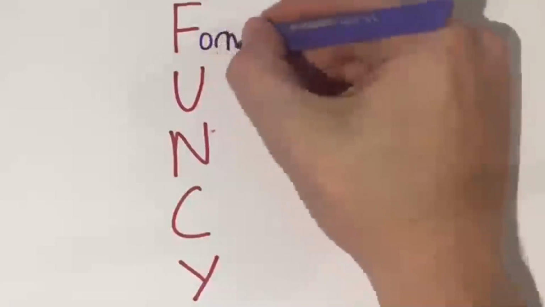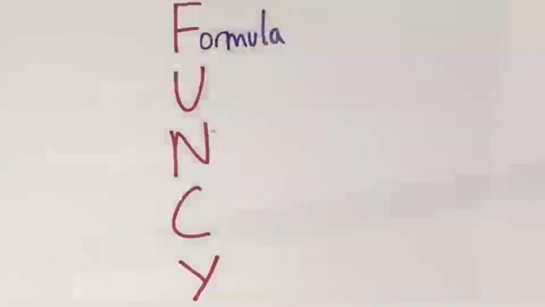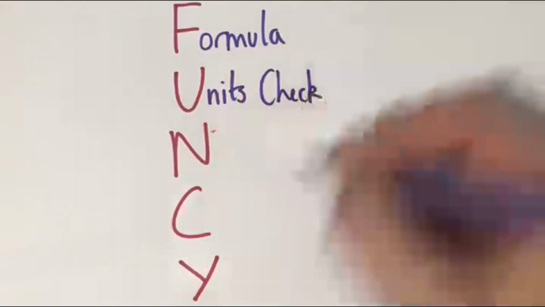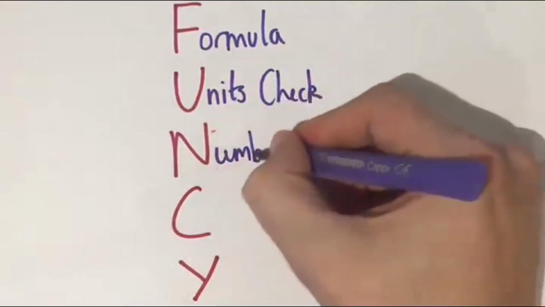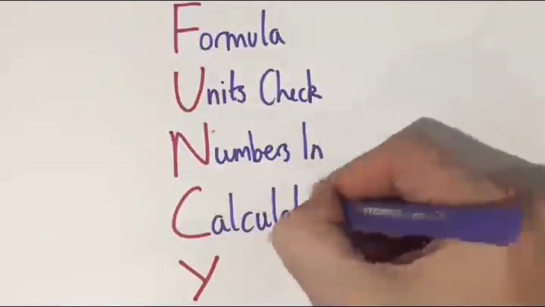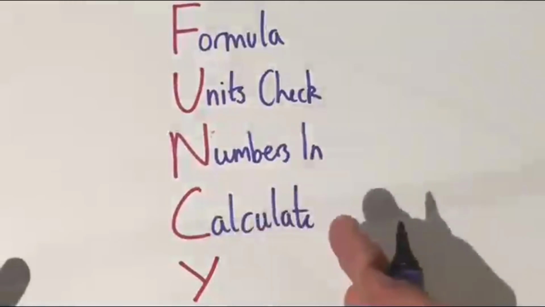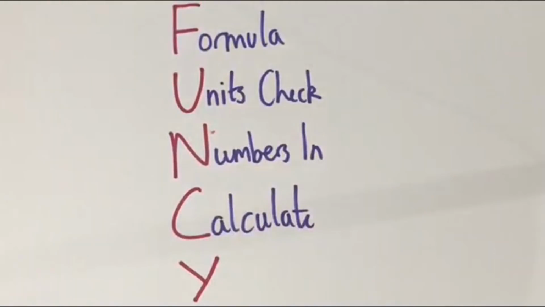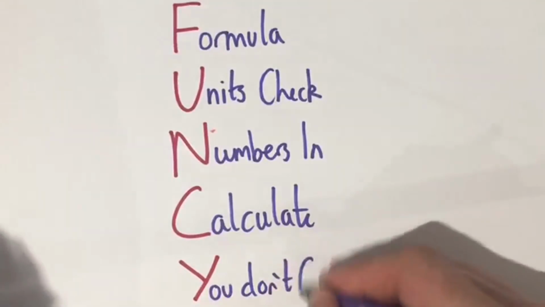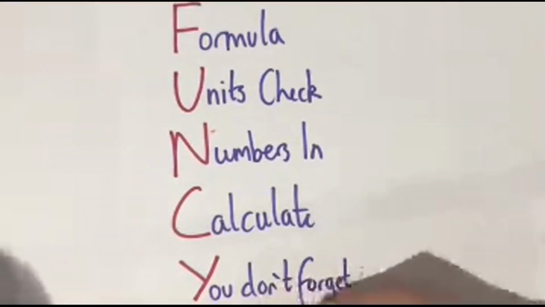First thing to remember is you always write the formula down. Then you want to check the units. Then you want to put the numbers in. Then you calculate it. And then, because it was going to be func U for units again, but I got encouraged not to tell students that, you don't forget the units. So what does that mean?